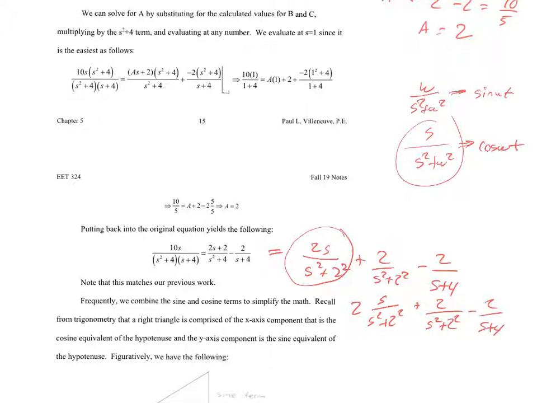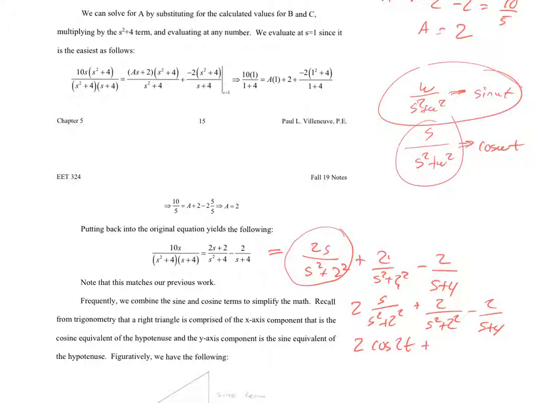Now, can I get a little help bringing this back to the time domain? Because this looks really close to the table. 2 cosine 2t plus 2 sine 2t. Are you sure? This is sine of omega t. Omega, we say, is 2. Don't I need a 2 up here to make it omega over s squared plus omega squared? Isn't that second term 2 over s squared plus 2 squared?